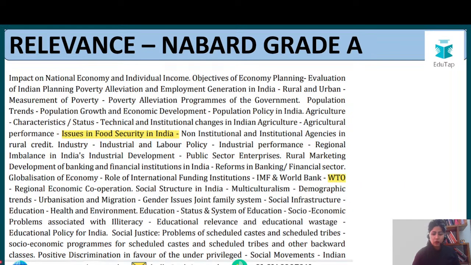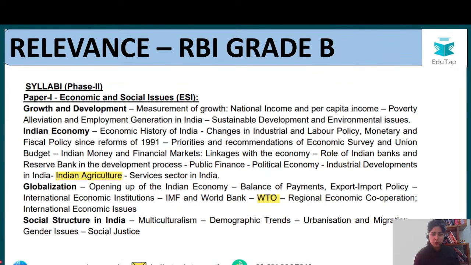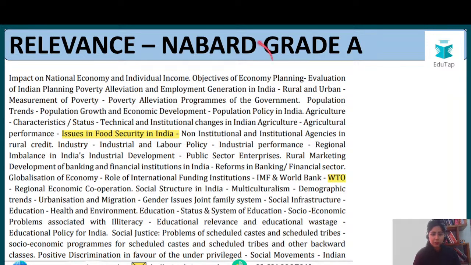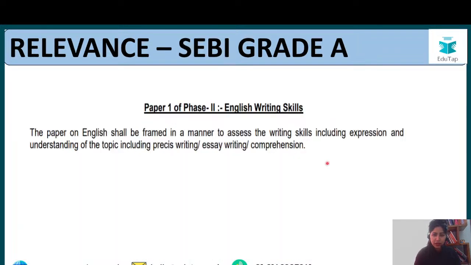So now moving on to looking at the relevance of this topic from RBI Grade B perspective. You have the paper one, that is economic and social issues. Under that there is a topic called Indian agriculture, and the other topic is World Trade Organization, WTO. So this topic is related to both of these parts of your syllabus. For NABARD Grade A examination, again, issues in food security in India, and the second topic is WTO, where you find relevance for this.